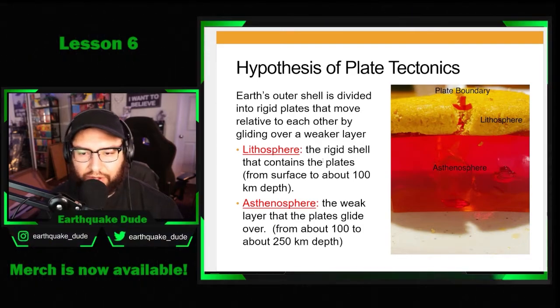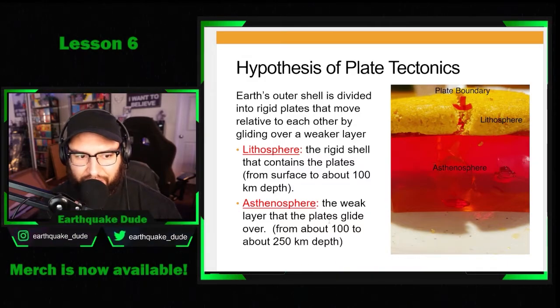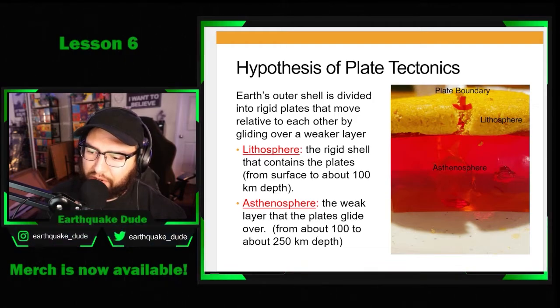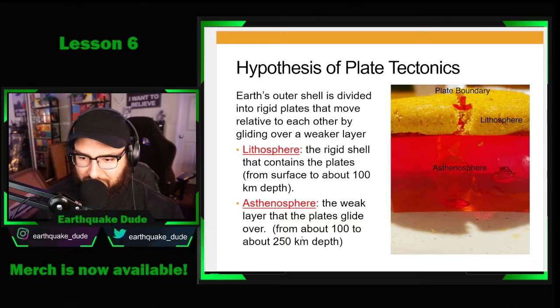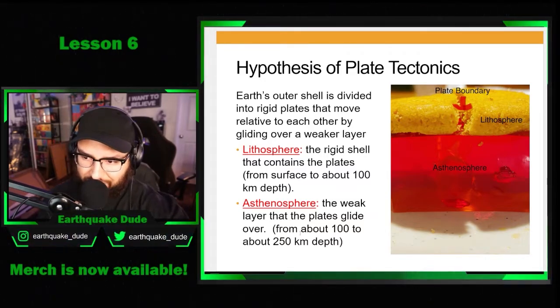Below the lithosphere is the asthenosphere. That's the weak layer that the lithosphere, or the plates, glide over, and that ranges anywhere from 100 kilometers to 50 kilometers. Okay, now we know these exist, and then we can talk about why or how we calculated them, and that has to do with seismic energy of earthquakes.